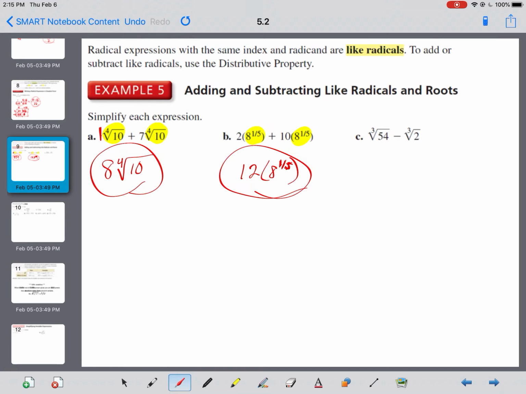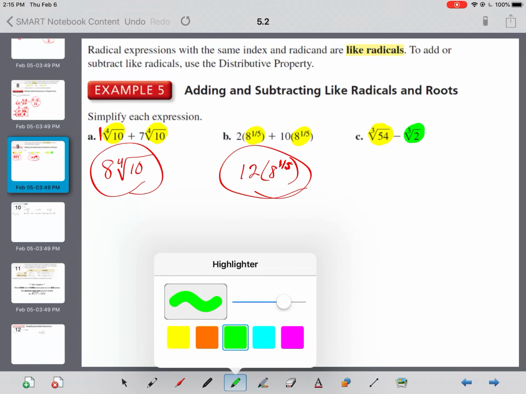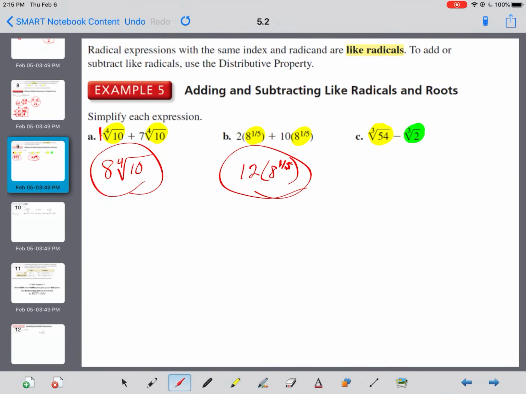Now, if we're going to add or subtract, they have to be like things. Cube roots of 54 and cube roots of 2, not like each other. Right now, we've got this, one of them, and we got that, one of them. Yellow and green don't mix, okay? But we can probably shrink this. Let's see, 2 goes into it 27 times.